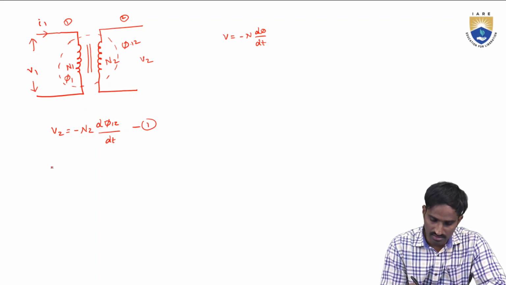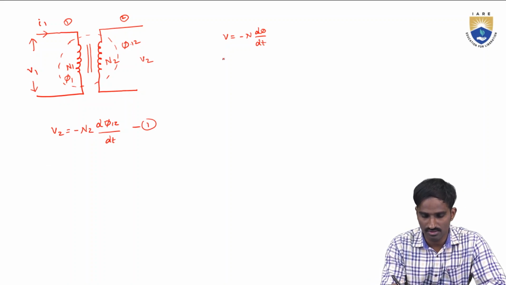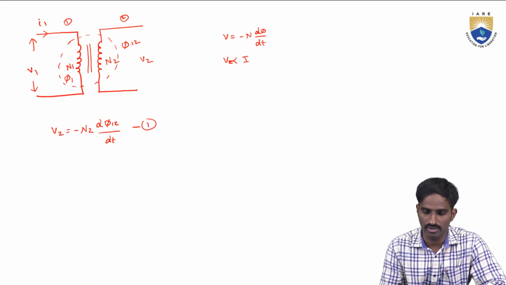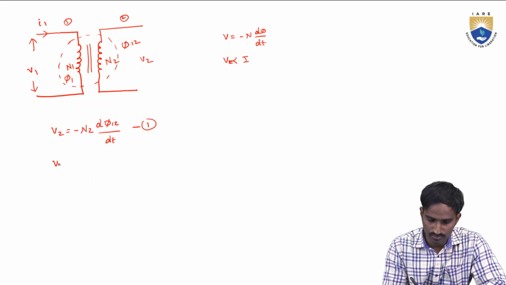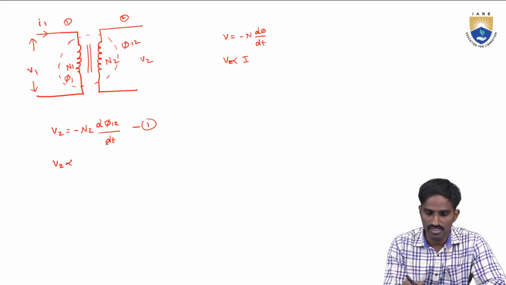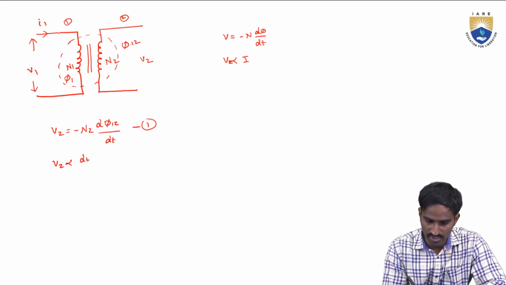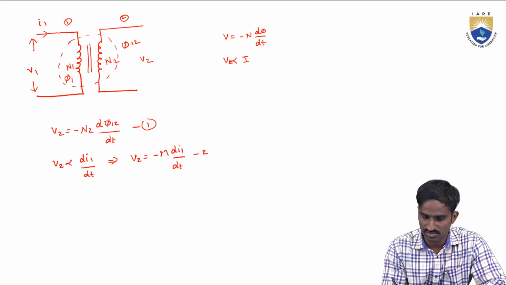In another case, we know that the voltage V is directly proportional to the rate of change of current flowing through the coil. Why is the EMF induced in V2? Because of the change in current in coil 1. So V2 is directly proportional to di1 by dt, and we can simply write V2 equals minus M into di1 by dt. Let us call this equation number 2.